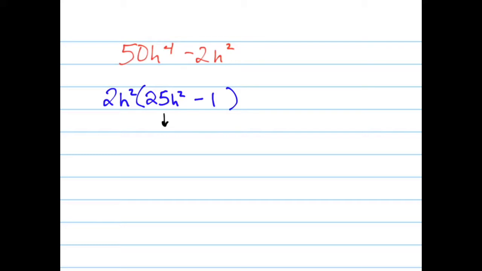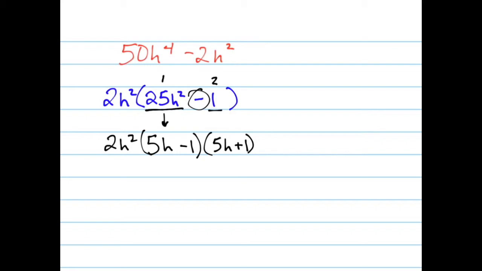So 5 minus 1 times 5 plus 1. Not 5. 5h minus 1 times 5h plus 1. This is a difference of squares pattern. Remember, we can recognize that because there's two terms, there's a subtraction sign in the middle, and both of their terms are perfect squares. The square root of 25h squared is 5h, and the square root of 1 is 1. So when we have that, it factors into the difference and the sum of the two square roots.